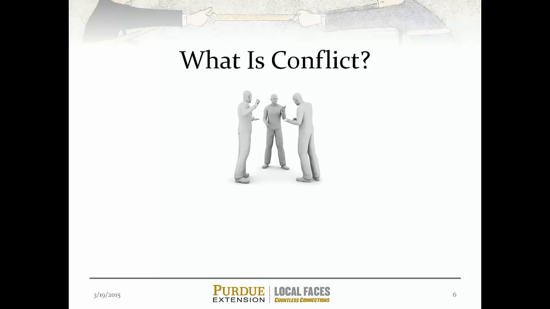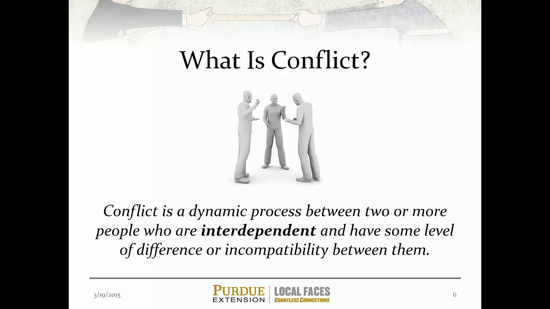So what is conflict? This is a very hard thing to define, and in workshops we spend some time talking about what is conflict and how do you think about it. And it's actually very difficult in the literature to find a good definition. This is one definition that has been used. It is a process. It is a dynamic interaction between two or more people that are interdependent with each other and have some level of difference or incompatibility.